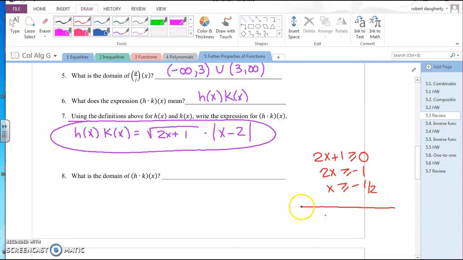If I draw that on a number line, negative 1/2, closed circle, greater than means shade to the right. So that interval is the interval from negative 1/2 to infinity. So that's the domain of h of x times k of x.